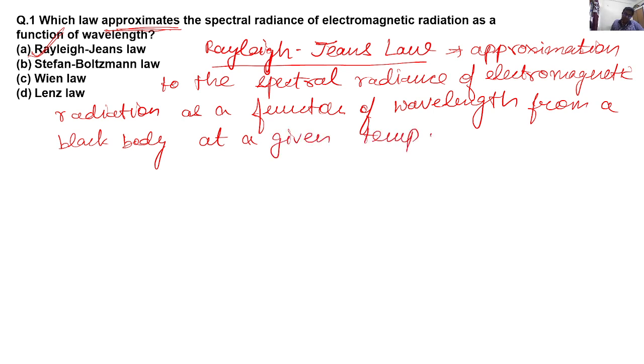Okay, so it has something to do with the temperature and the wavelength. These are the two variables of this Rayleigh-Jeans law, and let me just give the expression first of all. We will derive it in due course of time. Please give me just half a minute.